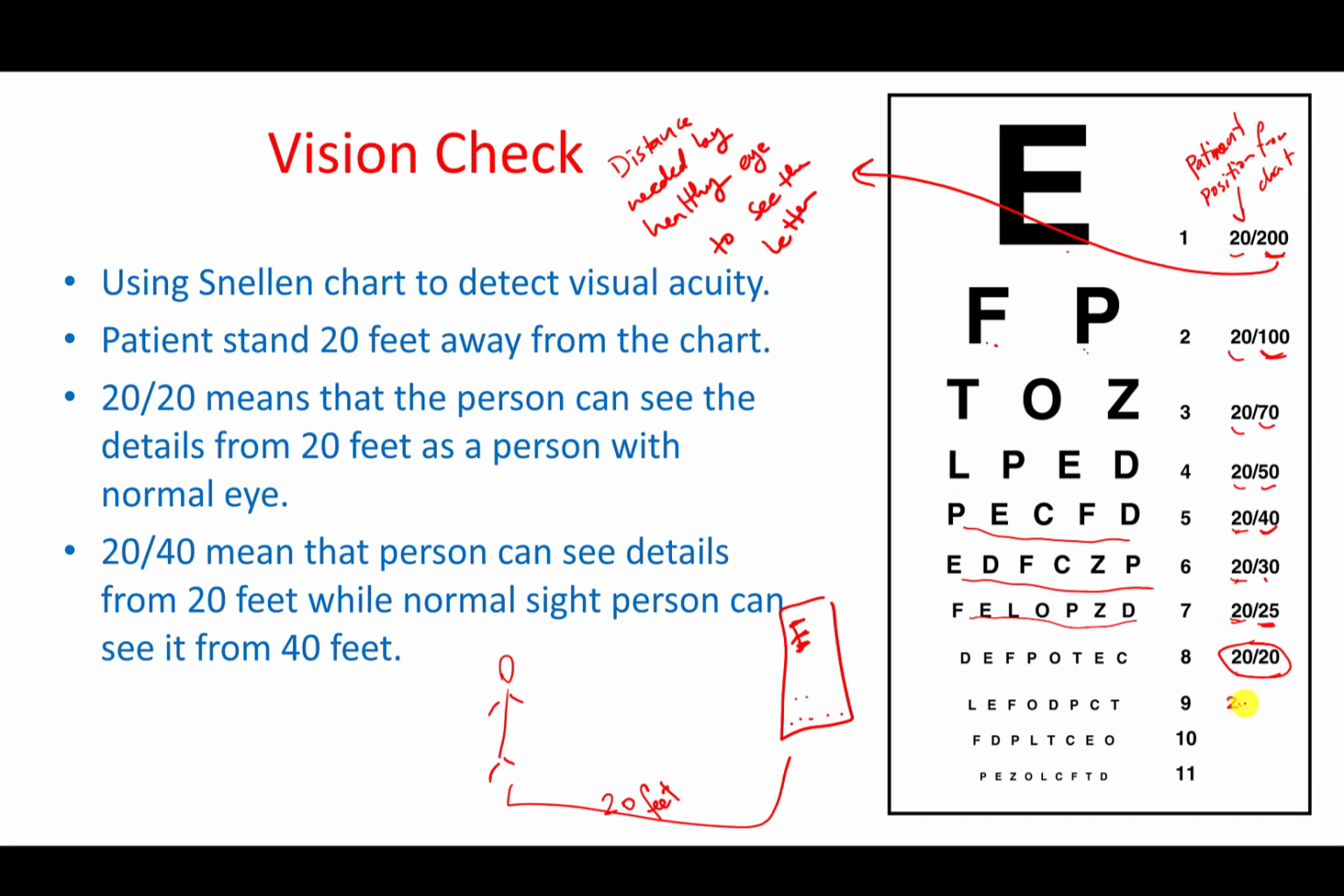Now, I need you to think of 20/15 and 20/10, for example. What does it mean? It means this person can see from 20 feet what a healthy person can see from only 15 feet. Or this person can see from 20 feet what a healthy person would see from 10 feet.